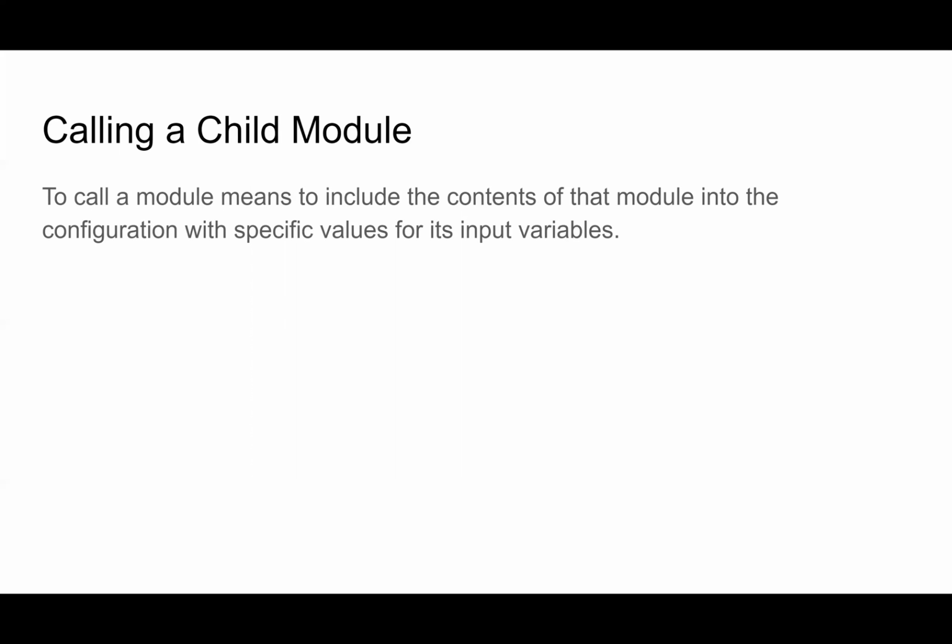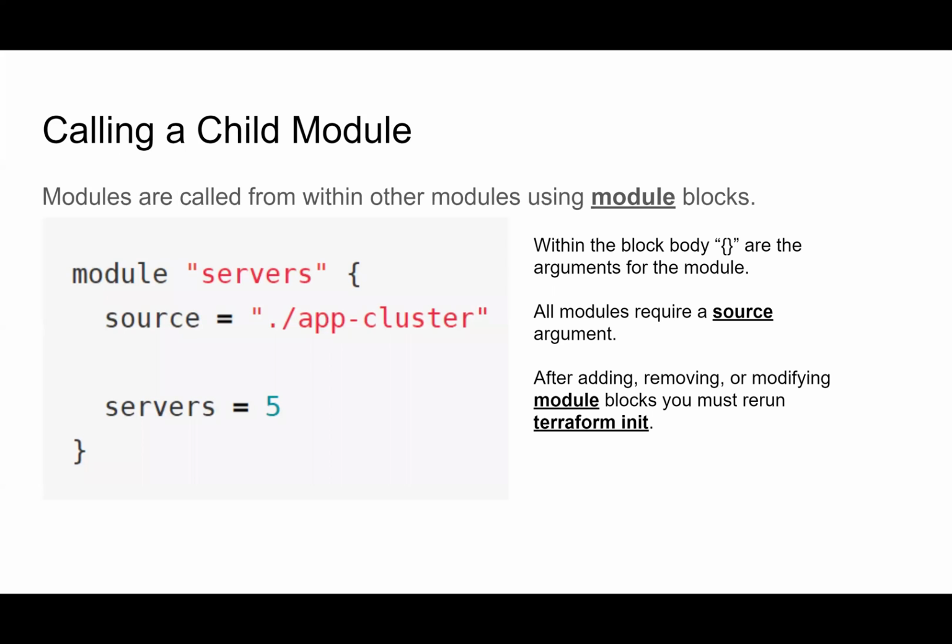Now we'll learn how to call a child module. To call a child module means to include the contents of that module into the configuration with specific values for its input variables. For example, here we're calling the child module app cluster, and we're passing in an argument of servers set to 5.